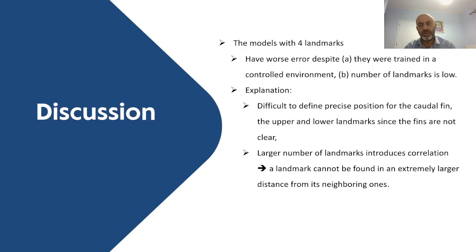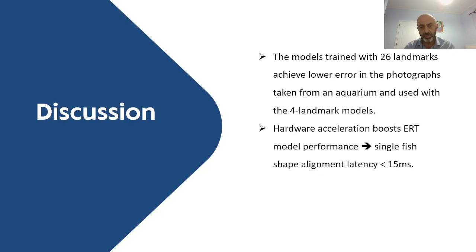The models with 4 landmarks showed a worse error despite the fact that they were trained in a controlled environment with a low number of landmarks. One explanation is that it is difficult to define the precise position for the caudal fin, the upper and the lower landmarks, since the fins are not very clear in the low resolution photographs that we have used, because we wanted to stress the whole system and work at the limits. A larger number of landmarks introduces some correlation, and this is maybe the reason why a landmark cannot be found in an extremely different position from its neighboring ones.